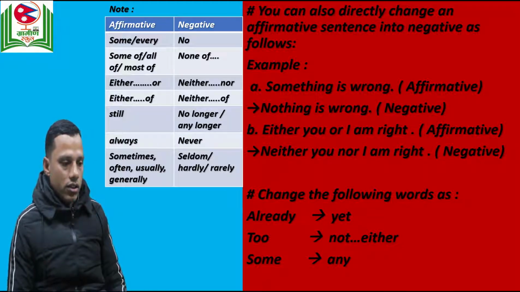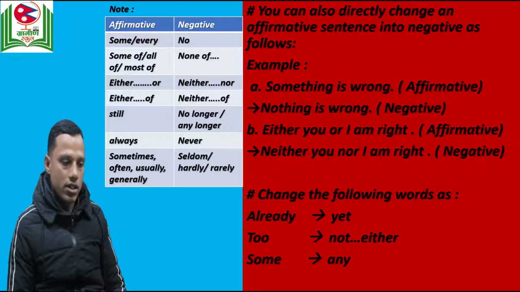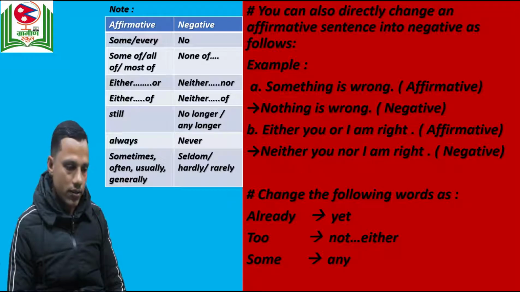Now, there are other words that the given affirmative sentence may contain. For example, the given affirmative sentences may have the words like already, too, some, etc. So you can change them as, already changes into yet in negative, and too changes into either in negative. Similarly, some changes into any.